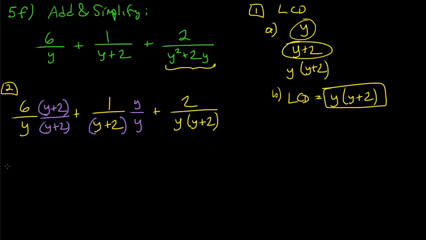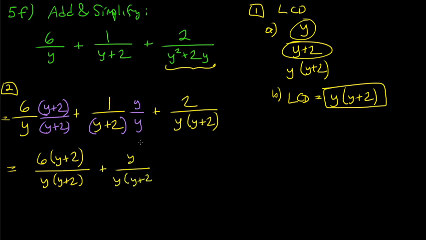All right, so that leaves us with 6 times y plus 2. And I could multiply this out already. You know, I tend to do that later. Right. So let's do that later. Plus, and then 1 times y is y over y times y plus 2. Right? Yep, you can put the y in front. Order doesn't matter when you're multiplying. And then plus 2 over y times y plus 2.